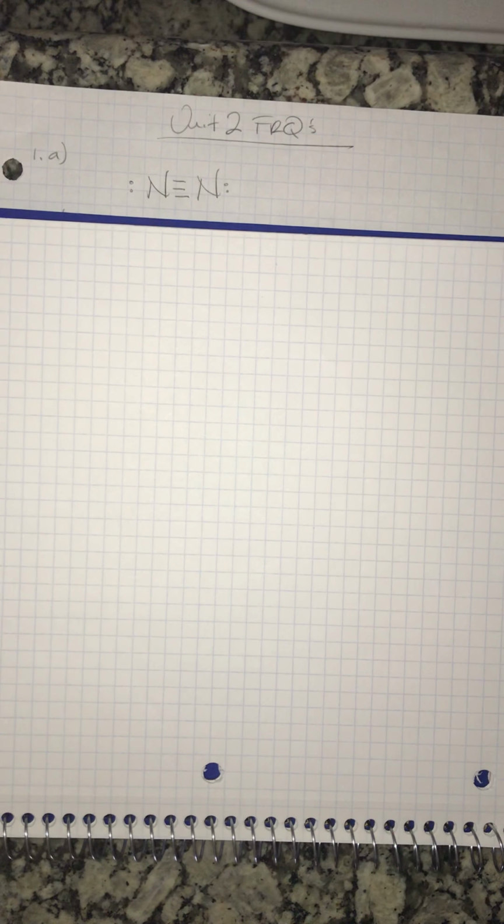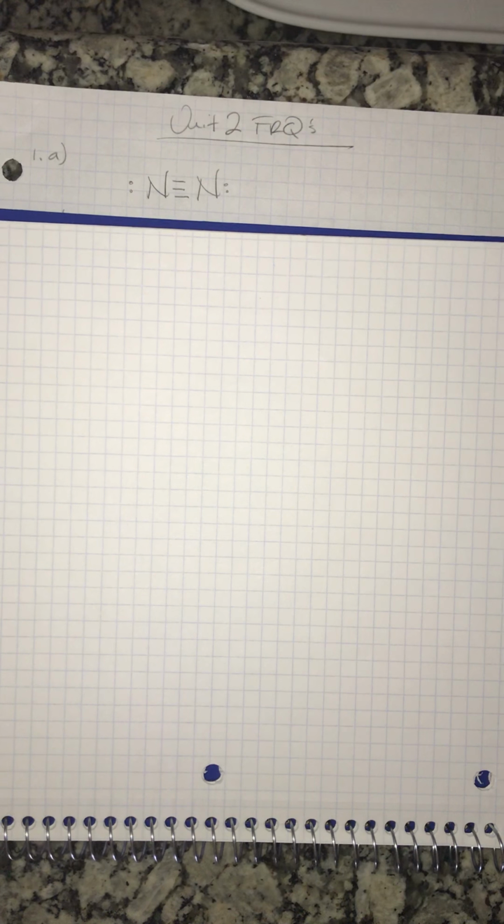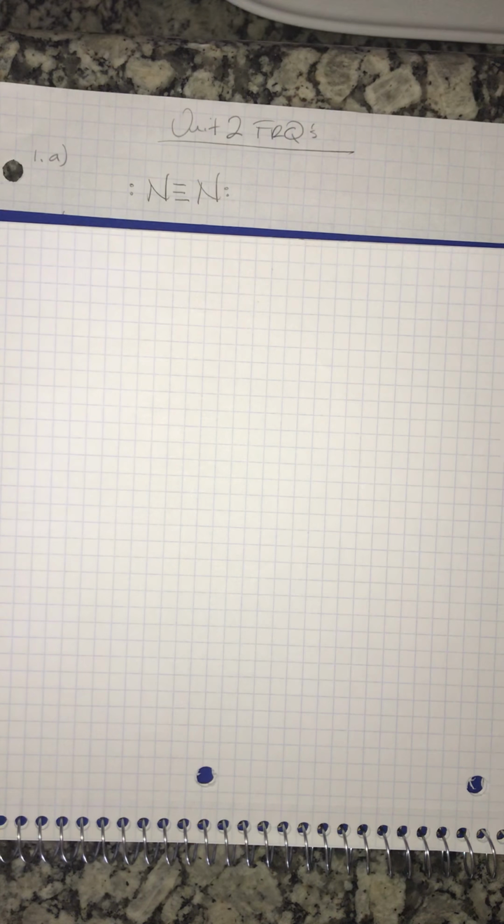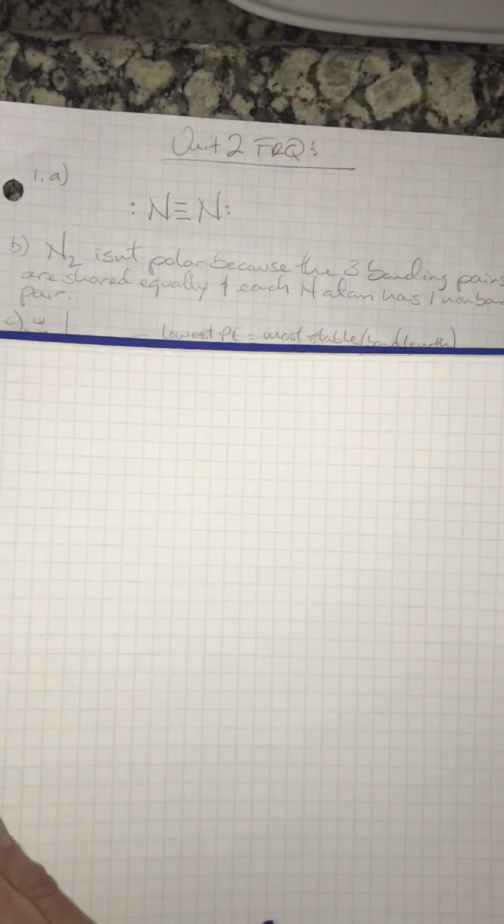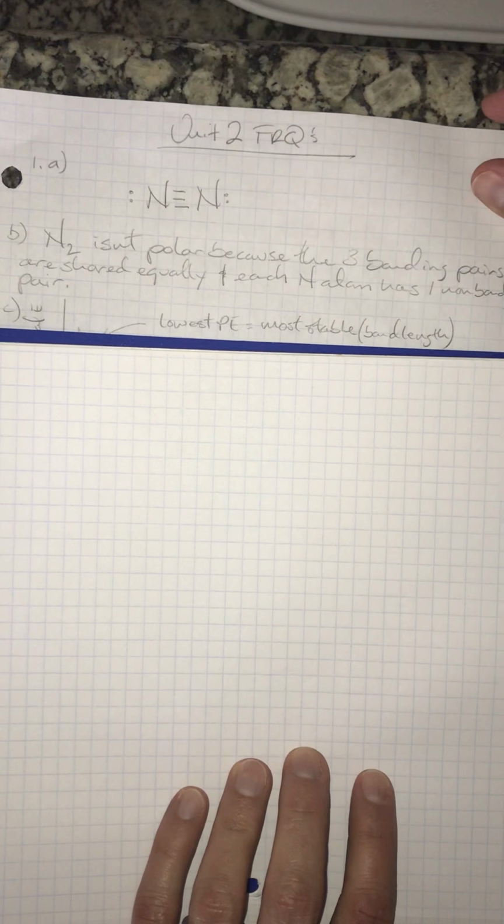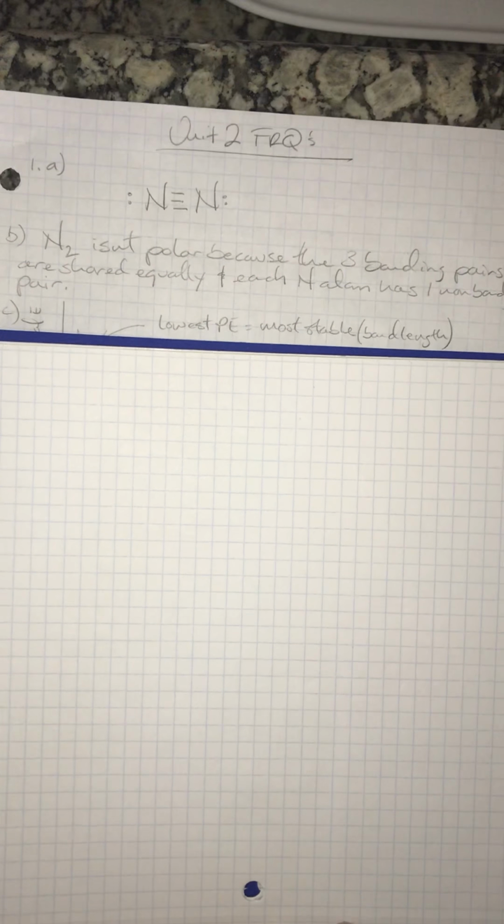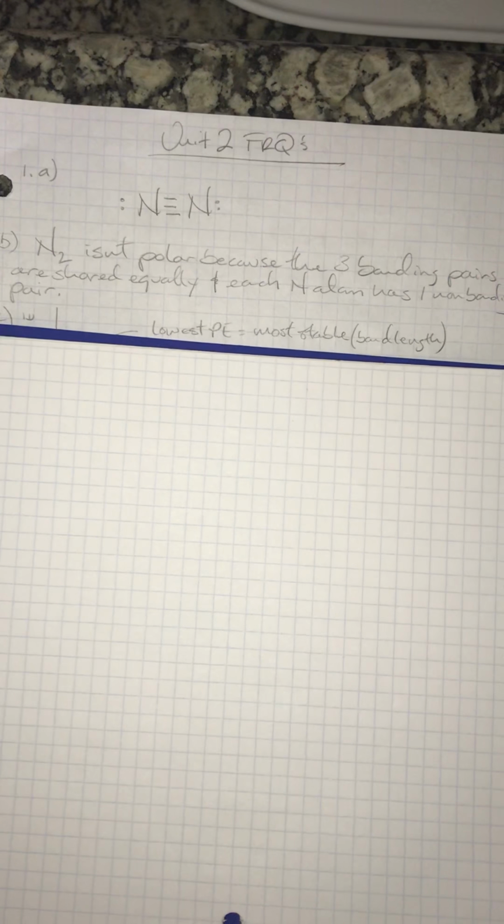and D. Part B asks you, is it polar or not? N2 is not polar because the 3 bonding pairs are shared equally and each nitrogen atom has 1 non-bonding pair.